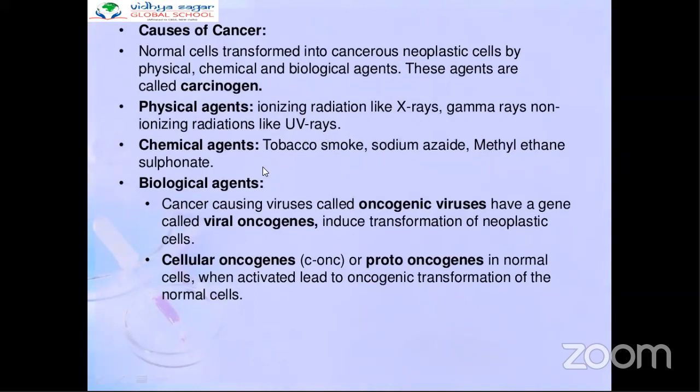like UV rays. Chemical agents like tobacco smoke, sodium azide, methyl ethane sulfonate. All these chemicals may cause cancer, even the dyes that human beings are using, right? So that also may cause cancer. Biological agents, which we discussed just now: oncogenic viruses and cellular oncogenes also have the ability to cause cancers.